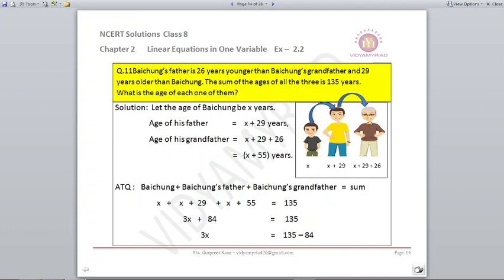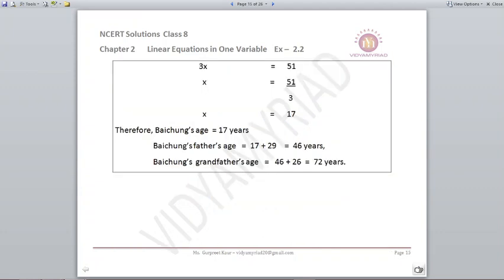They are saying the sum of their ages will be 135. So what is the equation? Bachung's age plus Bachung's father's age plus Bachung's grandfather's age is equal to 135, which means x plus x plus 29 plus x plus 55 is equal to 135. Find out the value of x, it comes out to be 17. It means as per this situation, Bachung's age is 17 years. So Bachung's father's age will be 46 years and Bachung's grandfather's age will be 72 years.